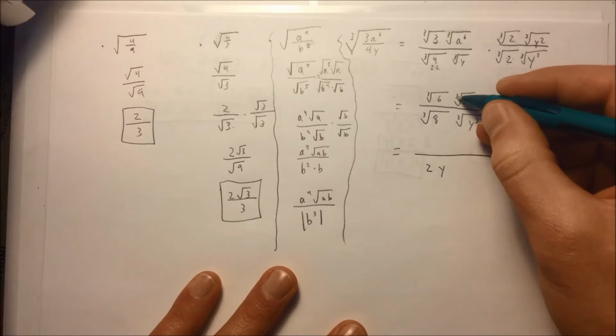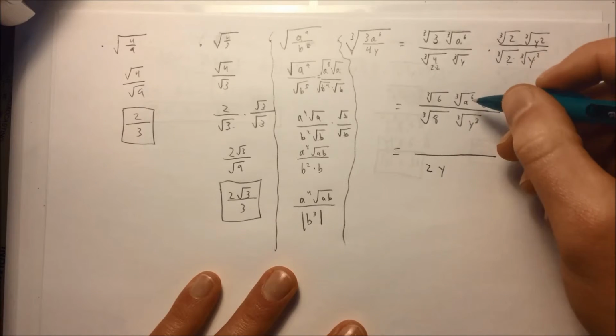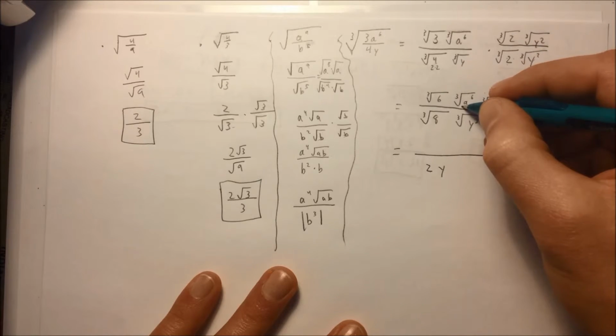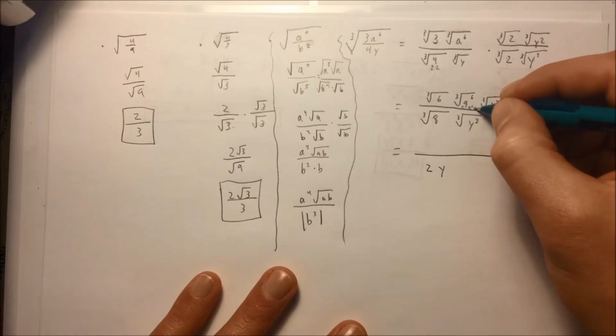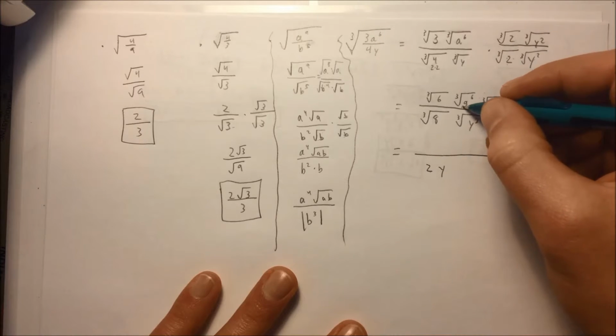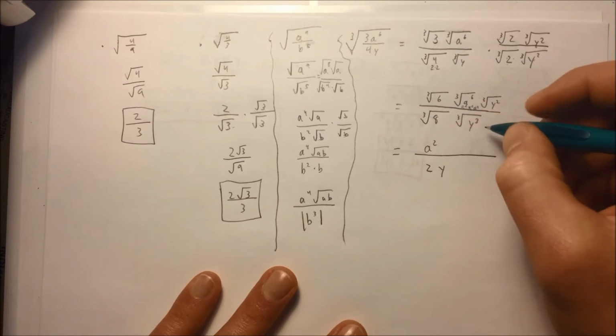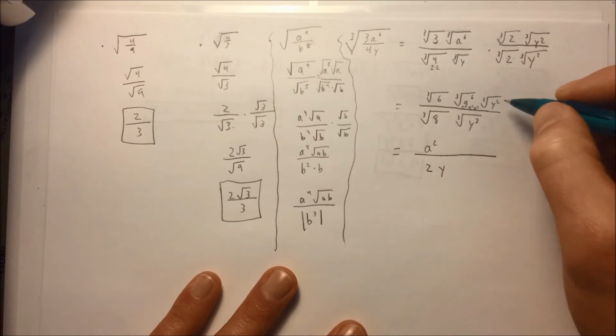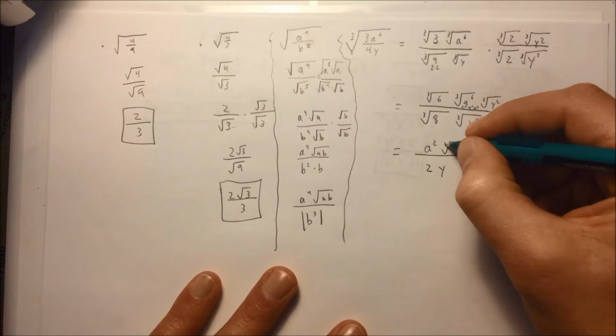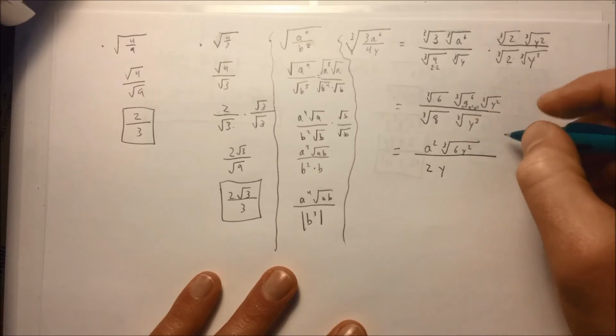I can simplify this. The cubic root of a to the 6th. We know a to the 6th is just a squared times a squared times a squared. So there's 3 of them there. That's the cube. So that's going to give me a squared. But I can't simplify 6. So I'm going to get the cube root of 6y squared.